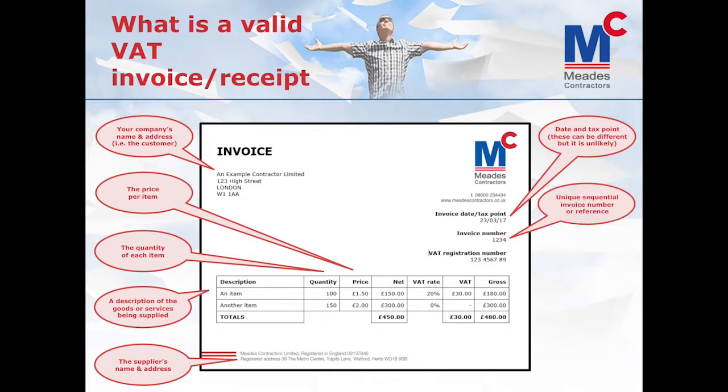They must have a unique invoice number that runs sequentially. That's important as well, a reference of some description. And the supplier's VAT number must be stated on the invoice or the receipt.